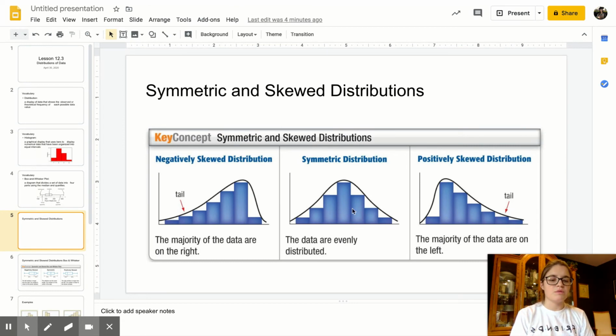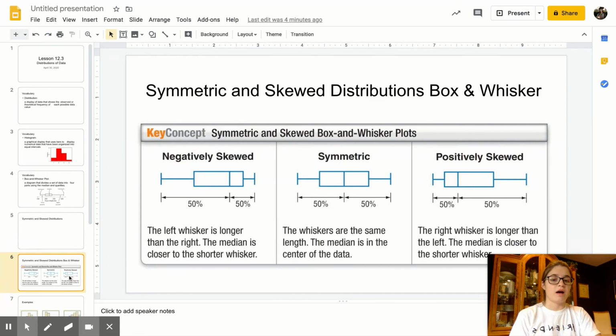And then the last would be positively skewed, and this is when the majority of the data is on the left. So notice here, most of the data up high is on the left, and then it goes down low towards the right. So this is what it looks like from a histogram, whether it's negatively skewed, symmetric, or positively skewed. And then if we look at it from a box and whisker plot, negatively skewed, so notice my box is more towards the right. Same thing with those histograms, it's more towards the right.